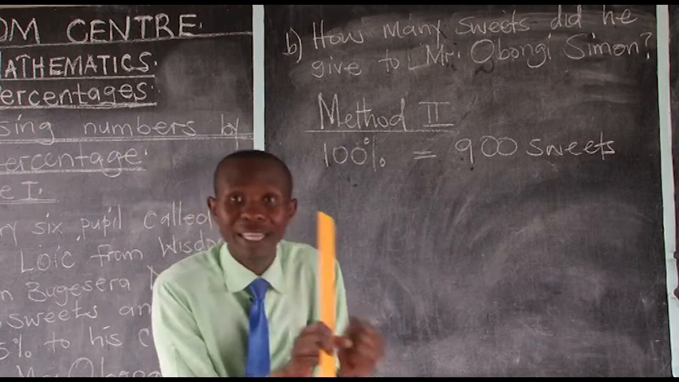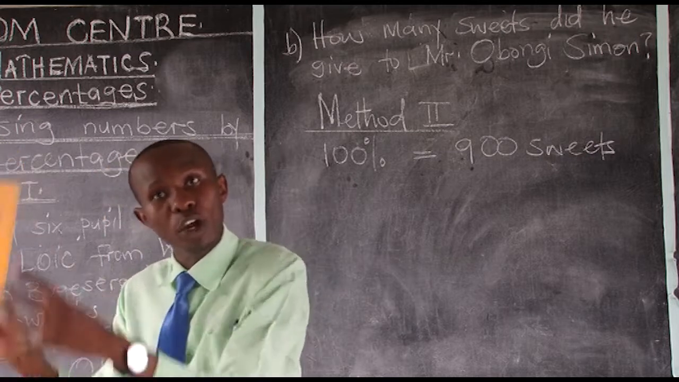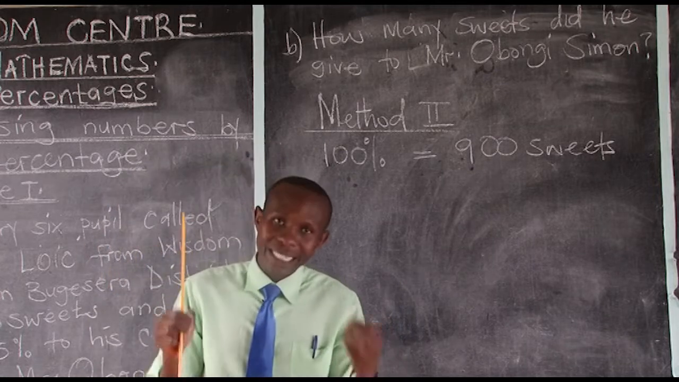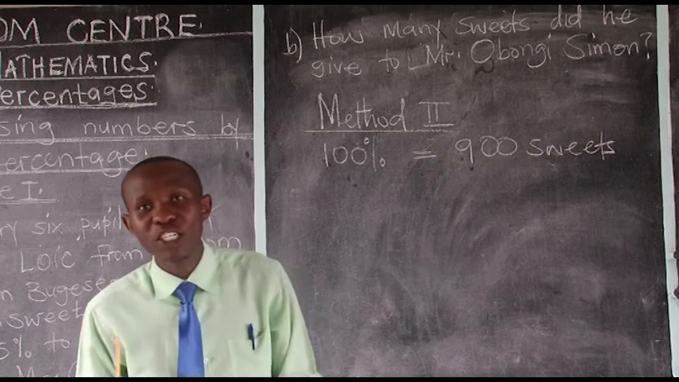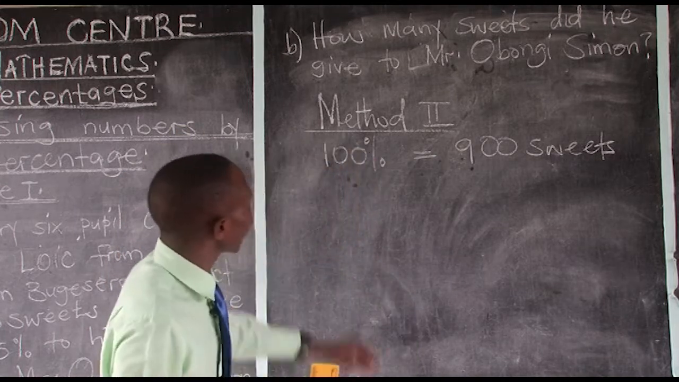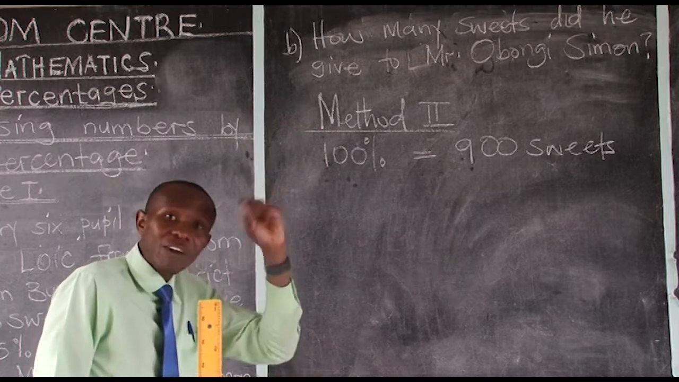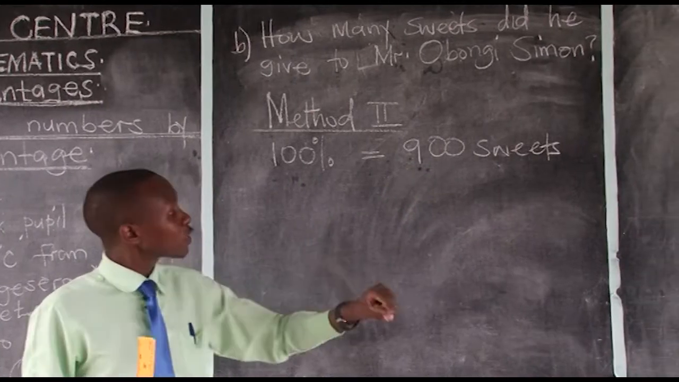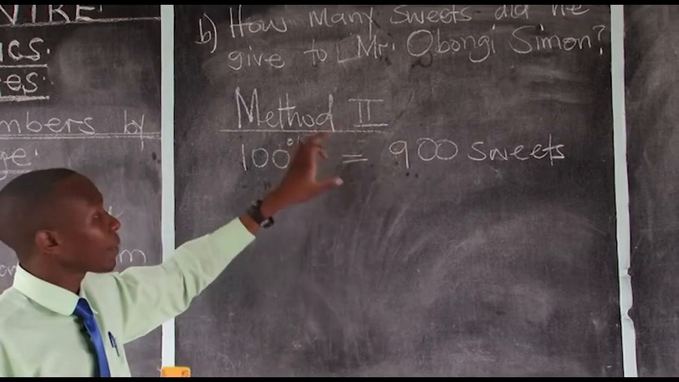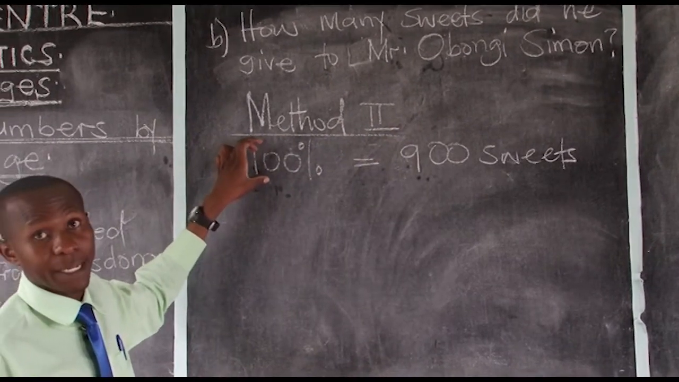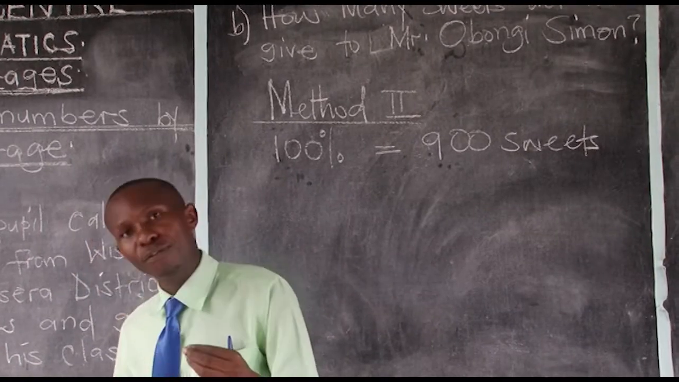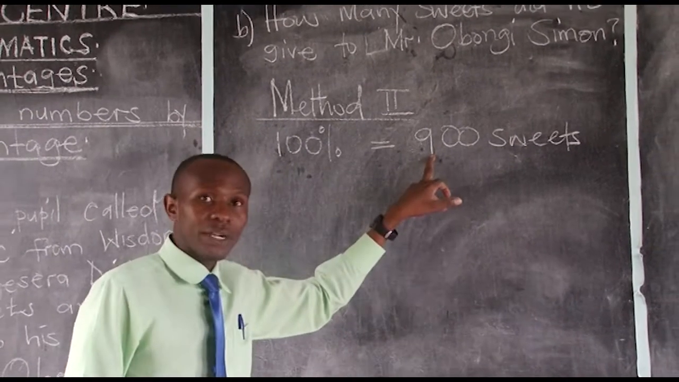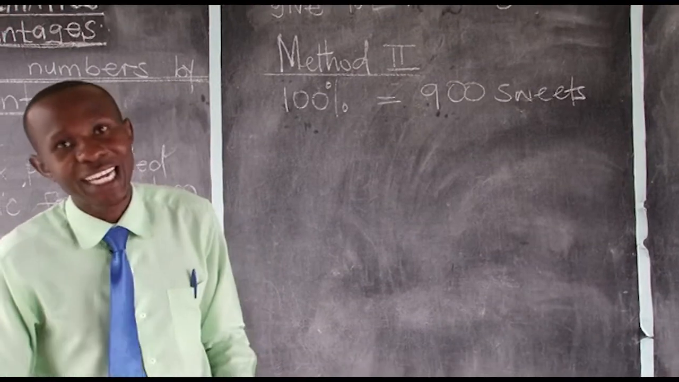When he came to school, he came with them. The number of sweets he carried from home to school is what we are considering as the original percentage, and those sweets are referred to as 100%. That is the percentage he came with from home. It gives us 900 sweets, meaning this person had 900 sweets, and at the same time that 900 is valued as 100%. Now let's ask ourselves: if 100% gives us 900 sweets, what about one percent?